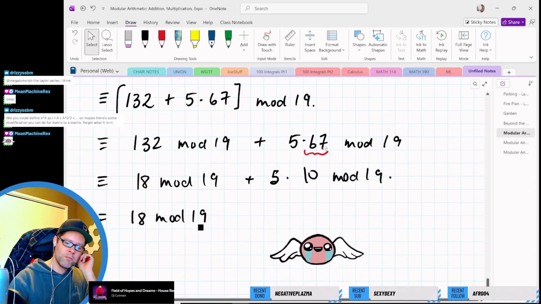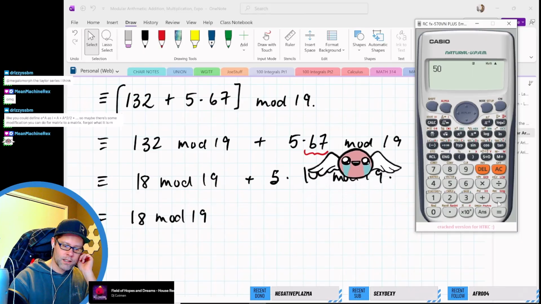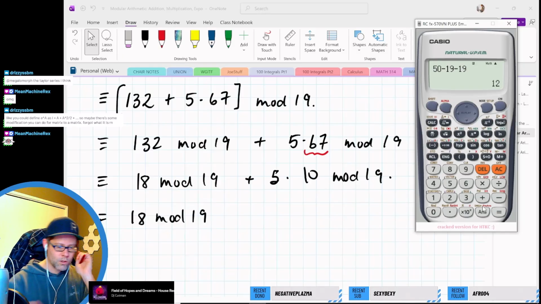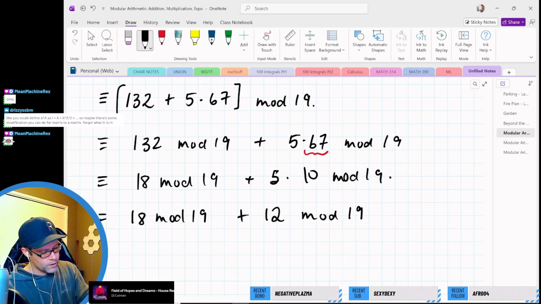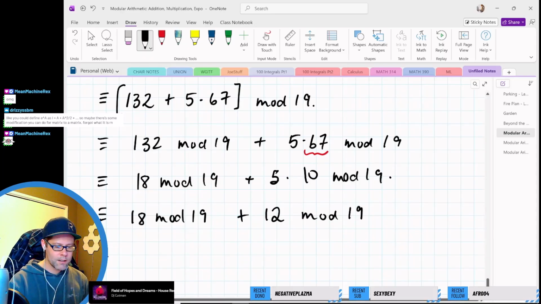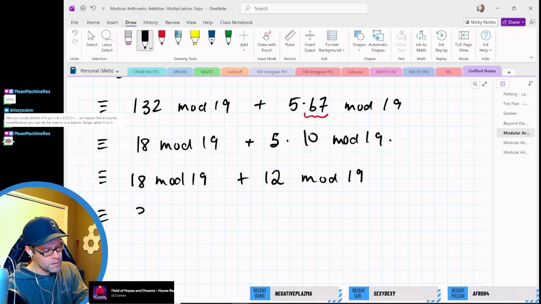That should be probably 2, right? If I go 50 and I take away 2 copies of 19, that should probably work. So I'll get 12 here. Okay, and then the linearity allows me to combine these remainders back together and then do some final regrouping if I want to. So this would give us, what, 30 mod 19? All right, so 18 plus 12.